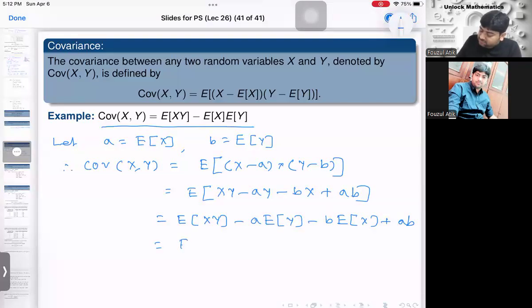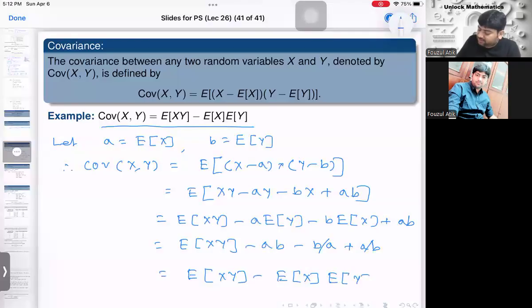Now, E of xy minus a into E of y is what? It is b, minus b into E of x is what? It is a, plus a into b. So therefore one term we can cancel, and this I can write as E of xy minus a b, which means expectation of x into expectation of y. So we got this formula: covariance of x comma y is equal to expectation of xy minus E(x) into E(y). I hope it is clear.